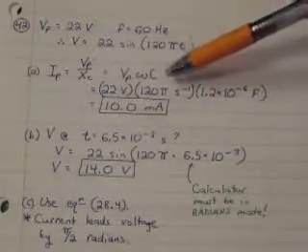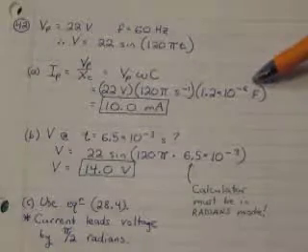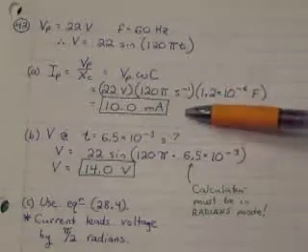22 volts times 120 pi radians per second times 1.2 times 10 to the negative 6 farads, and you get 10 milliamperes.